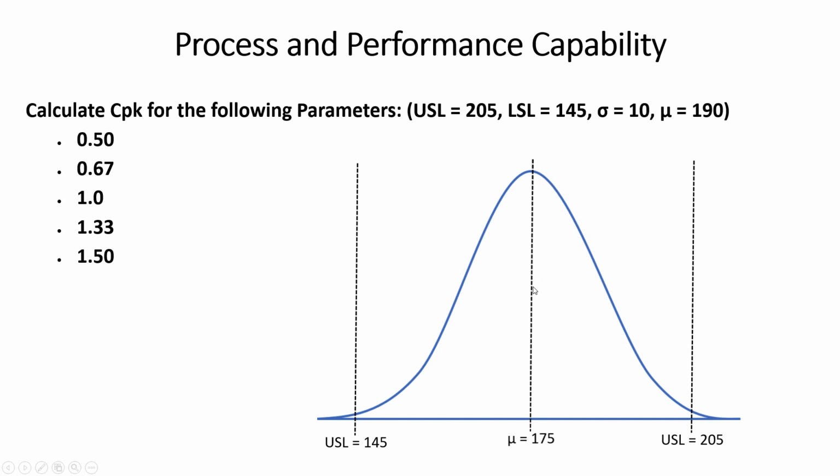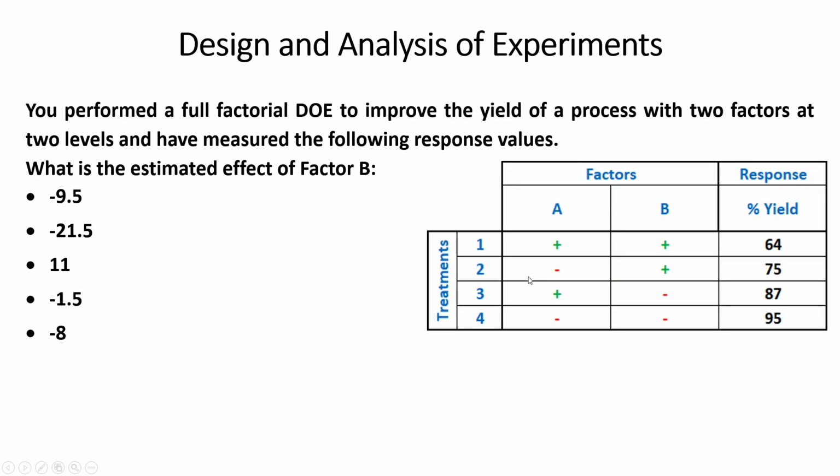All right, let's keep going. Last but certainly not least, design of experiments. So here's the question. You've performed a full factorial DOE to improve the yield of a process. So the response here is yield, and we have 2 factors at 2 levels. We've got a high and a low for factor A and factor B, and we've measured the following responses. You can see here that as we go from high to low and we vary our different factors, you can see that our yield is changing. And we have 4 treatment groups.